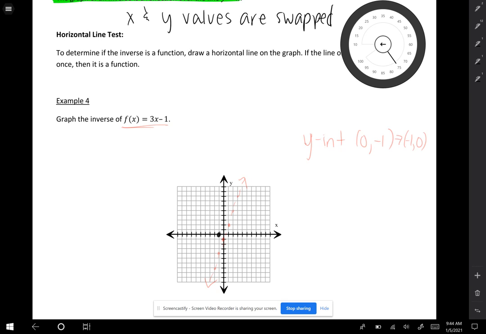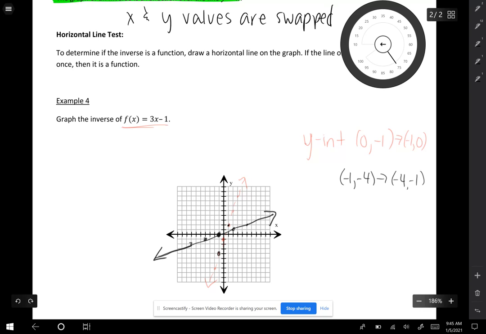For this next point here, it's (-1, -4). So we would swap it, and it'd be (-4, -1). For the one above the y-intercept, that point is (1, 2). So to swap it, we would do (2, 1). So notice how I'm just swapping all these points. And that gives us our inverse function.